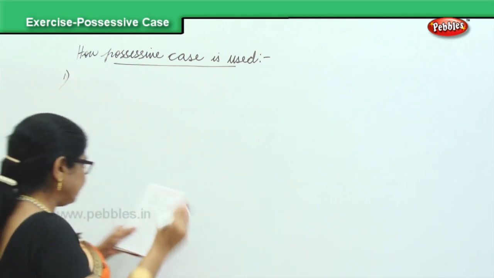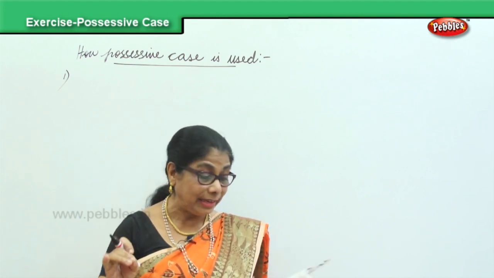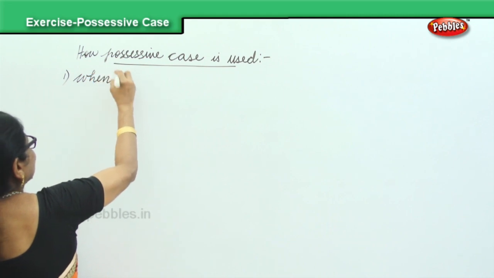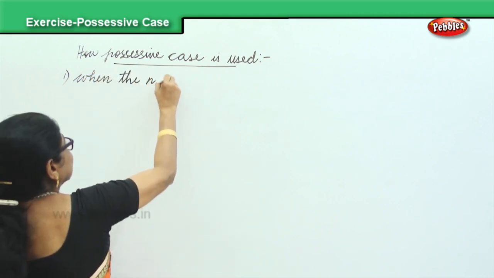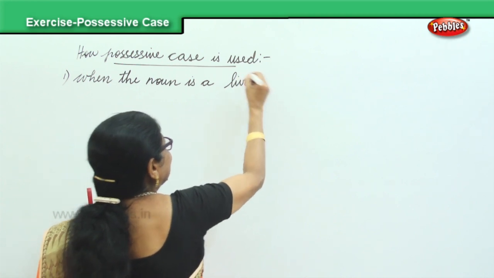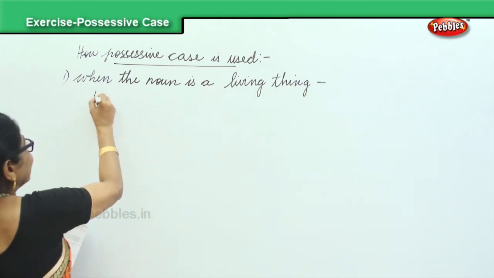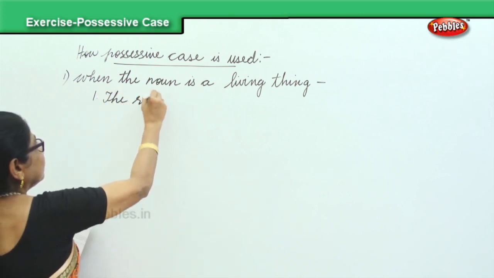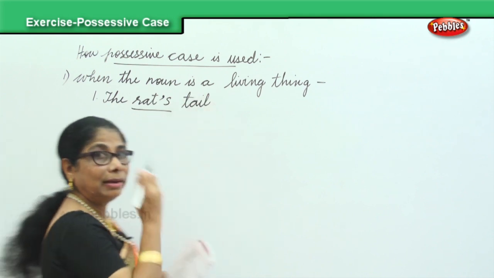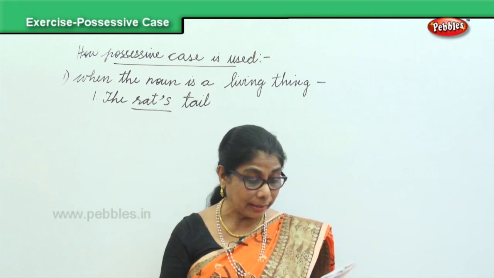Okay, in the first case, when a noun denotes some living thing, then you write it like this. When the noun is a living thing, you will say, supposing it's a rat, the rat's tail. You will write, when the noun is a living thing, the apostrophe is after the word: rat's tail.